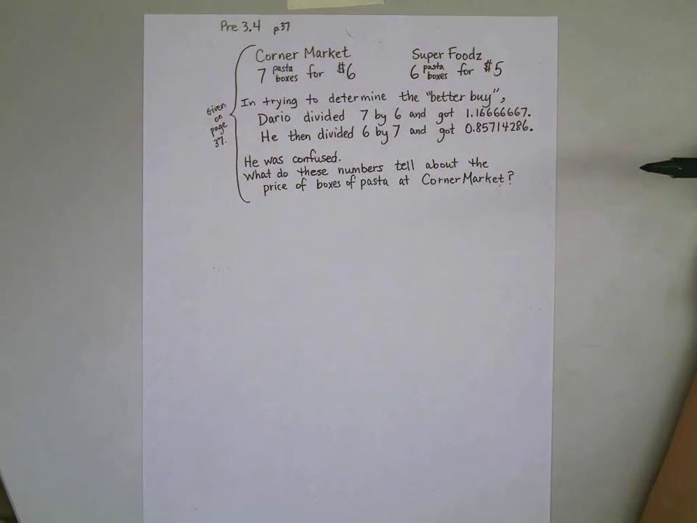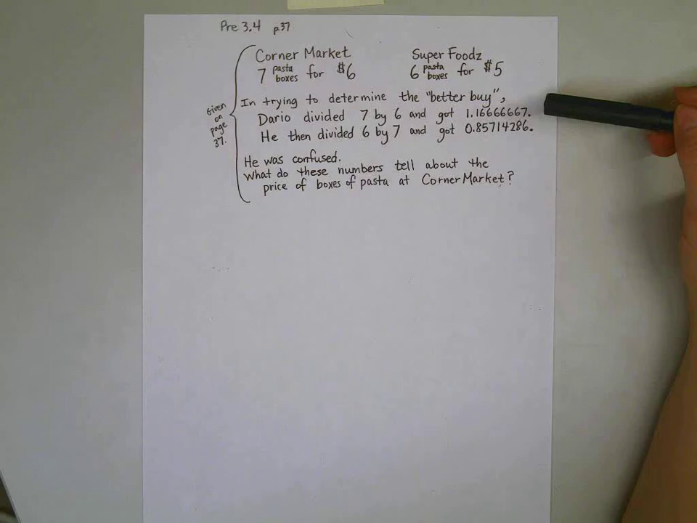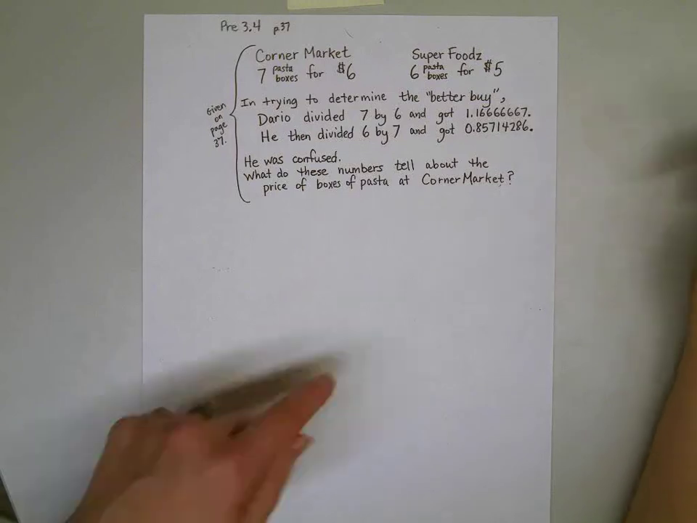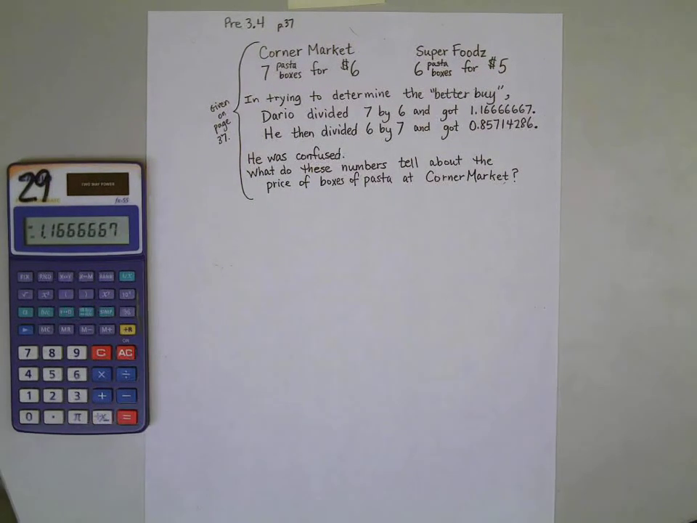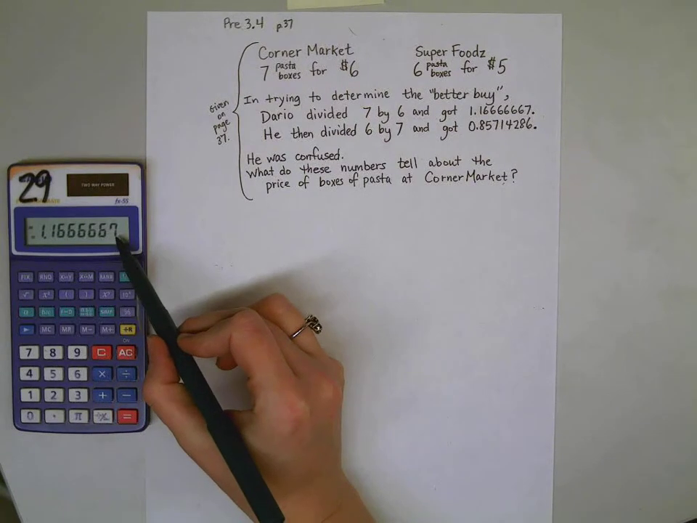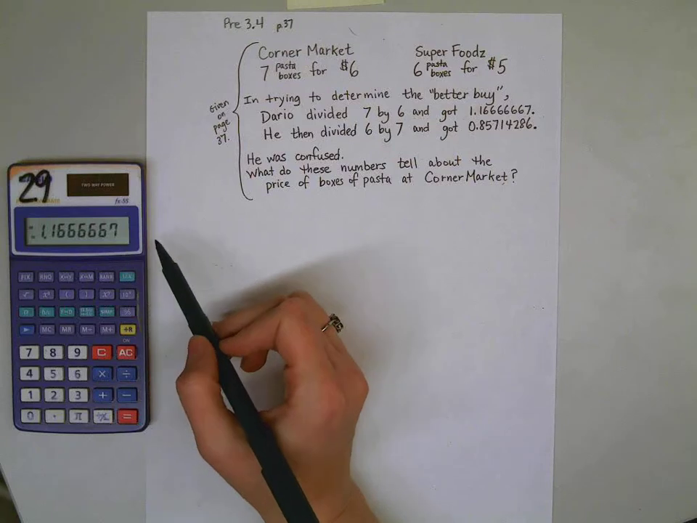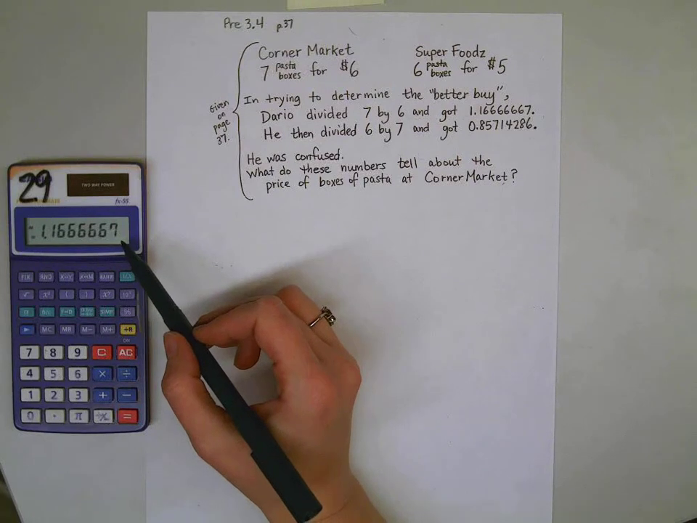Assuming these are the same brand pasta boxes and same quantity, really we're just comparing the prices. So then it goes on to say that in trying to determine the better buy, Dario divided 7 by 6 and got this value. So 7 divided by 6, and he gets this value. This particular number, I pointed out to students, is really an infinitely repeating 6, but this particular scientific calculator truncates and it automatically rounds for you when there's a repeated value like this.